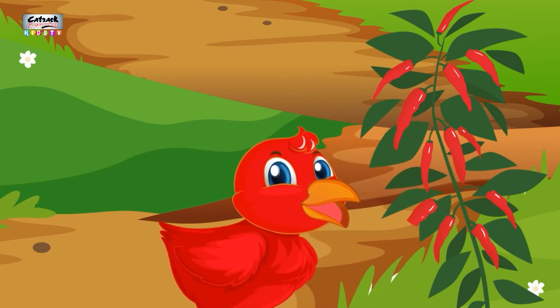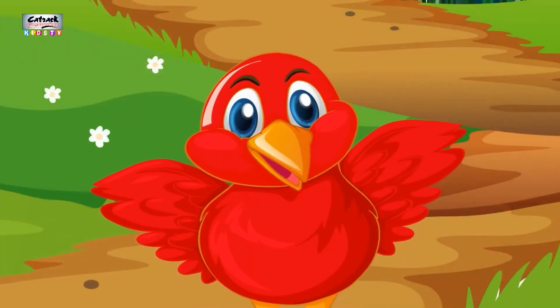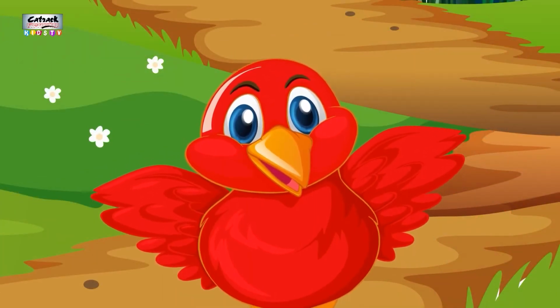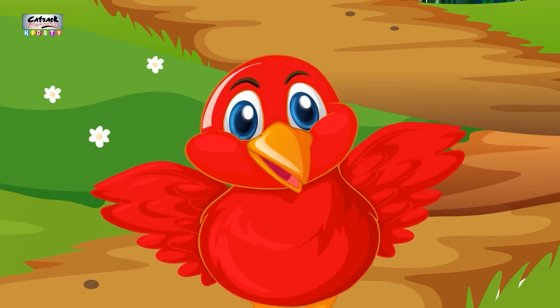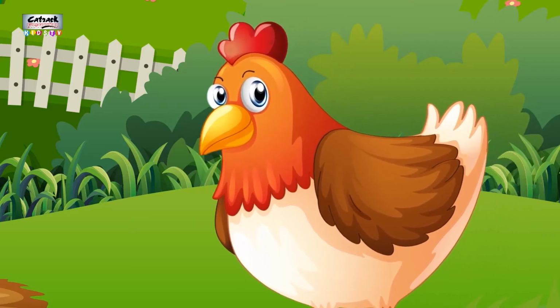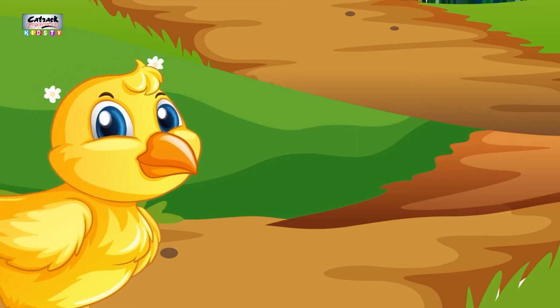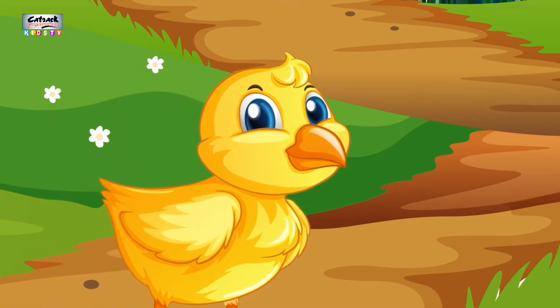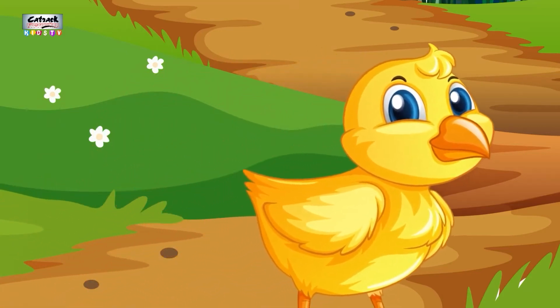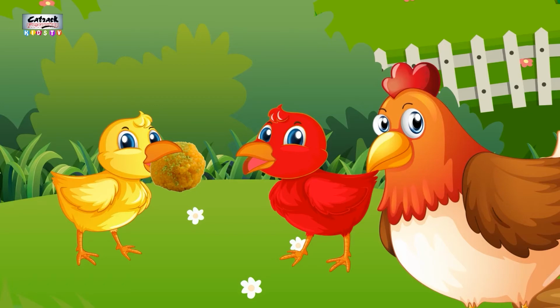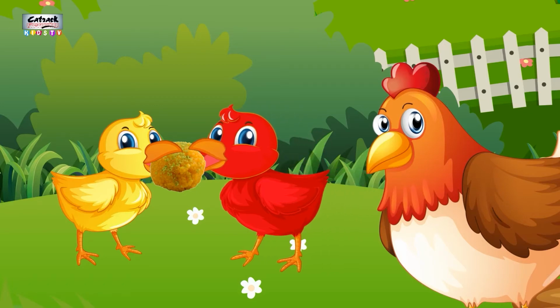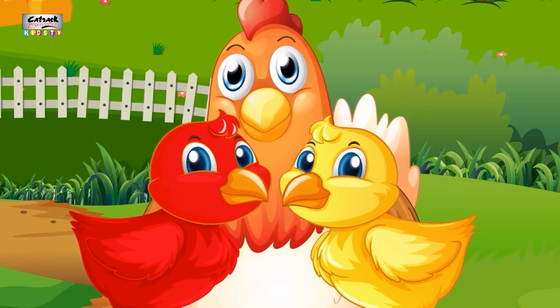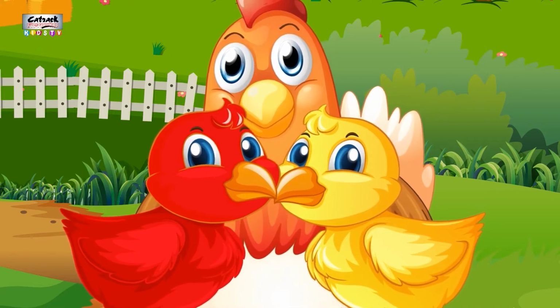Oh no, it was a red chili. It was very hot. Lalu's mouth started burning. He screamed. Mother hen came running. Pilu came too. Pilu said, I'll get something for you. Pilu brought a yellow laddu. Lalu gulped up the laddu. His mouth stopped burning. Mother hen and Lalu kissed Pilu.